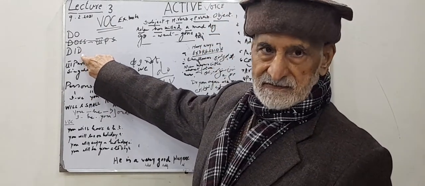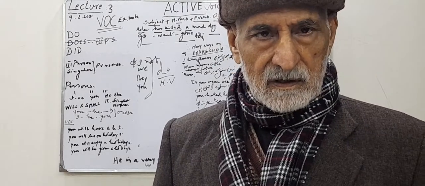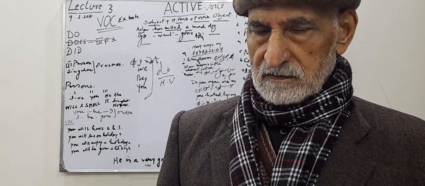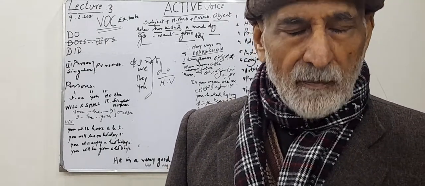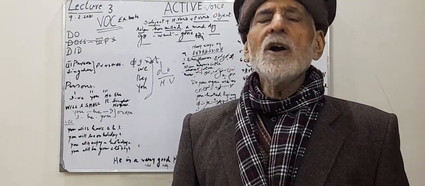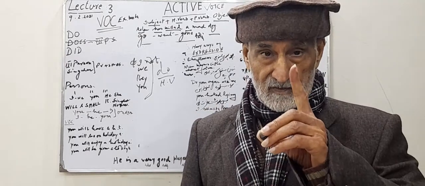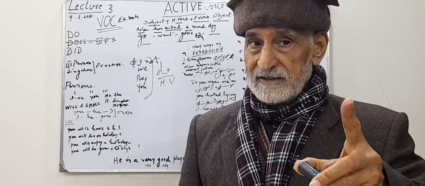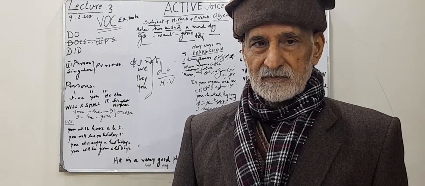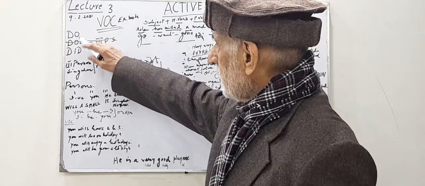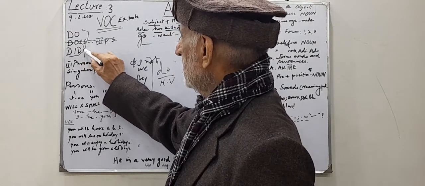Did is used in the past with every person. You did not help me. You did not abuse your friend. You did not do your home task. You did not swim in the river. You did not kill a snake. You did not slap him. First form. We used first form with did. You did not sleep. First of all, do and does and did. Present and past.